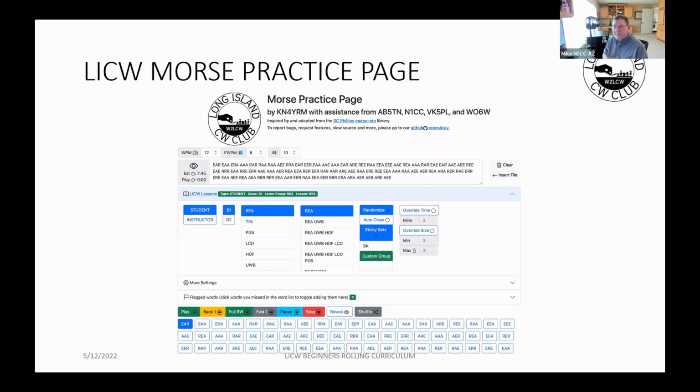It is a web-based, cross-platform trainer. This will function on any PC, any Mac, any Linux, any tablet, and any smartphone, even if you're not connected to the internet. This is an amazing addition to our club.